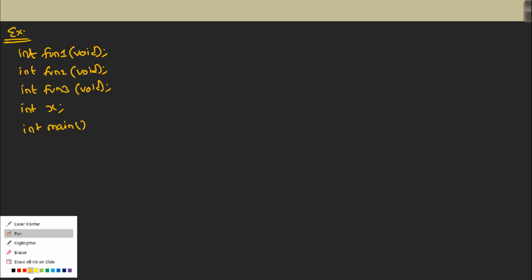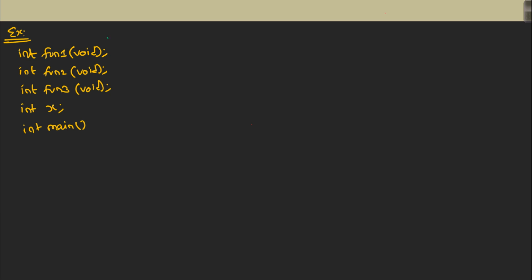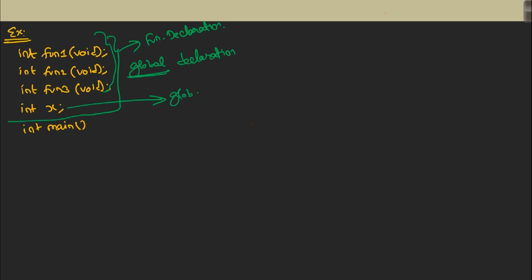From this you are able to observe that all these things are above the main function, so these are called global declarations, and in particular these three things are function declarations. Now in particular I want to say that x is above void main, so I can conclude this is a global variable or extern variable.